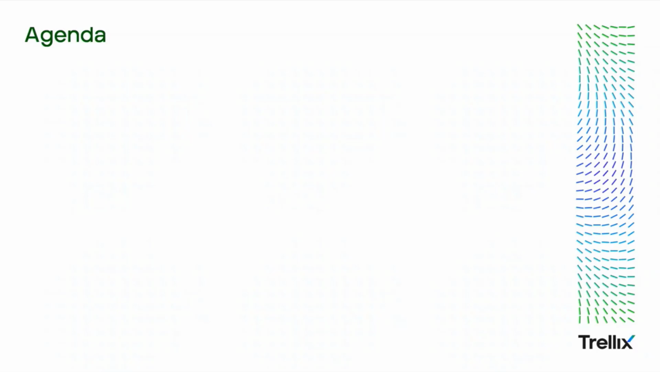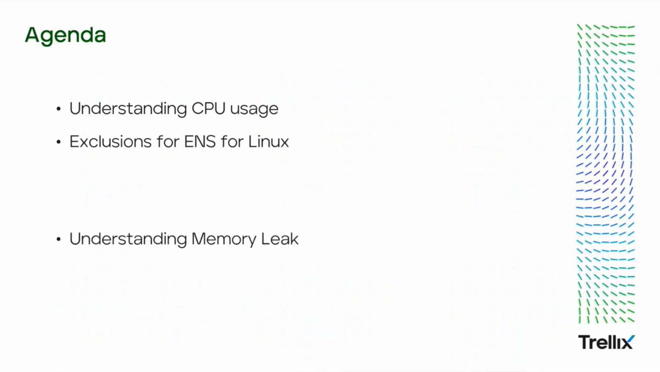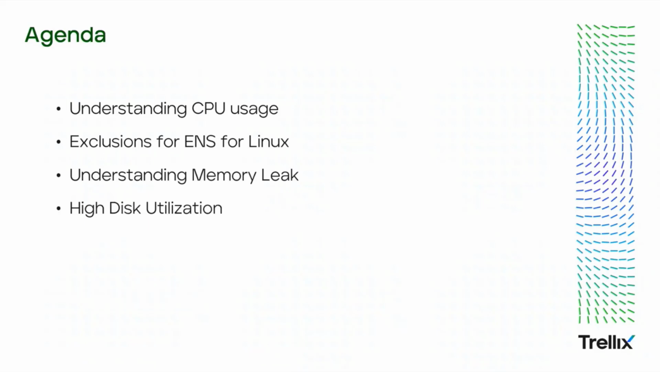ENS Linux has two different modules, threat prevention and firewall. Vishnu and I will be explaining and demonstrating how to troubleshoot utilization issues caused by the Endpoint Security Threat Prevention module. The agenda for today's session: understanding CPU usage, exclusions for ENS for Linux, understanding memory leak, and high disk utilization. I will be covering the first two and the remaining will be covered by Vishnu.